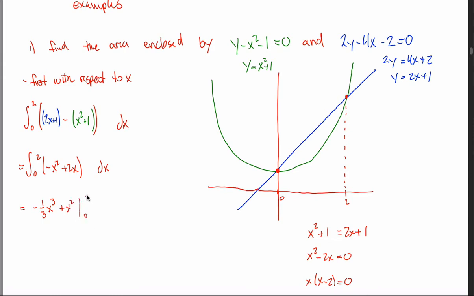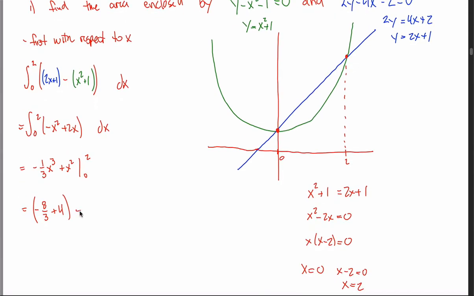And to evaluate that from 0 to 2 just means taking all my x's and changing them into 2's, which gives me negative 8/3 because 2 cubed is 8, plus 4 because 2 squared is 4. And then I've got to subtract what happens when I put in zeros, which you probably don't even need to write. And what I'm saying is my final answer is just whatever negative 8/3 plus 4 is equal to. Well, 4 is the same as 12/3. So negative 8/3 plus 12/3 gives me positive 4/3. In other words, this area right here is 4/3.